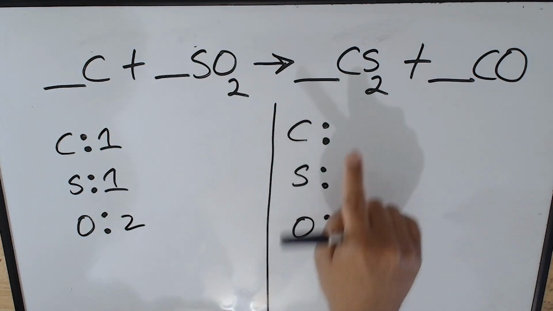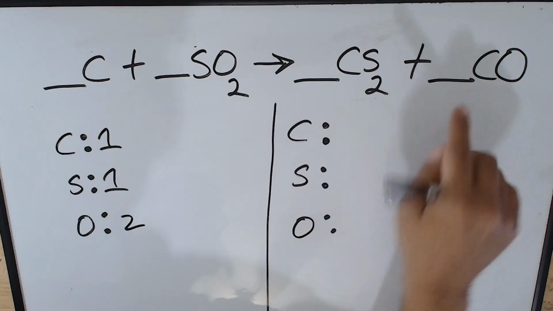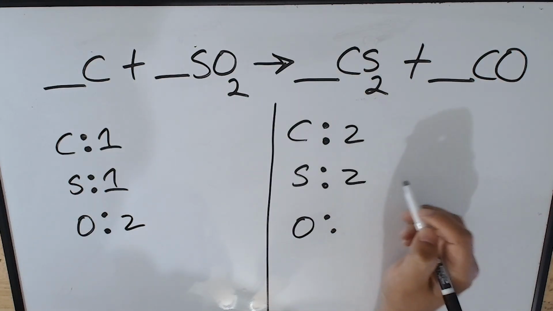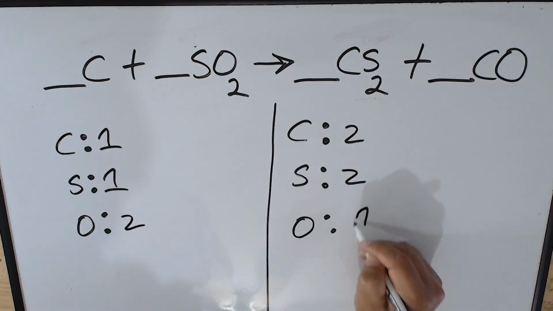On the product side, we have 1 plus 1 gives me 2 carbon atoms. We have 2 for sulfur, and we have 1 for oxygen.